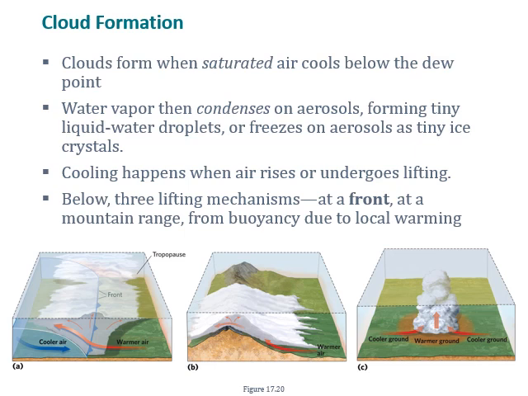Cooling happens when air rises or undergoes lifting in mechanisms we will discuss in later chapters. But there are 3 lifting mechanisms: at a front in figure A, at a mountain range in figure B, or from buoyancy due to local warming in figure C. So all of these processes come together to form clouds.